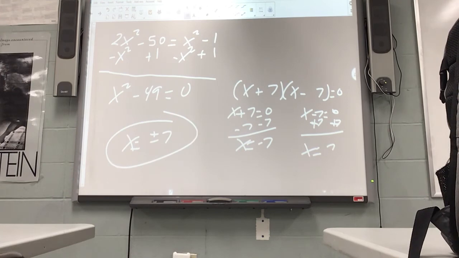You're going to see when we get to the quadratic formula, if we get there next week, I'm not sure, that the plus or minus sign is what we use a lot. So you already have a leg up on that.